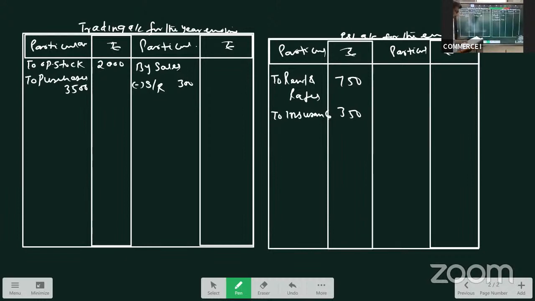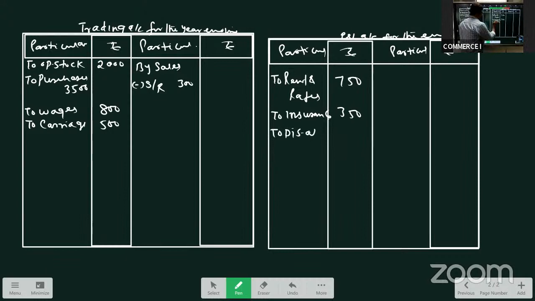Then wages. Wages are a direct expense. We take in trading account. Next, carriage. Carriage is also a direct expense. We take in trading account. Carriage is given as 500. Then discount. Discount allowed is debited to P&L account, 650.